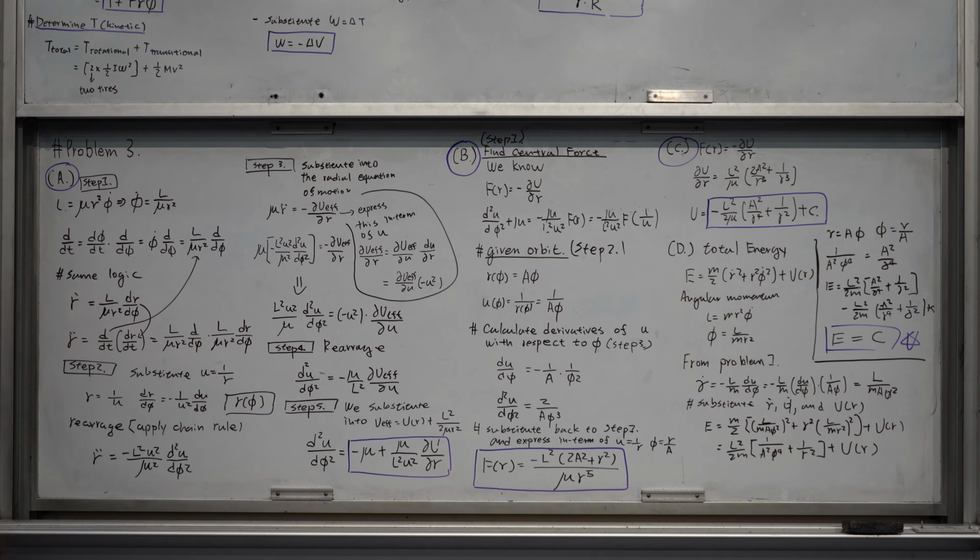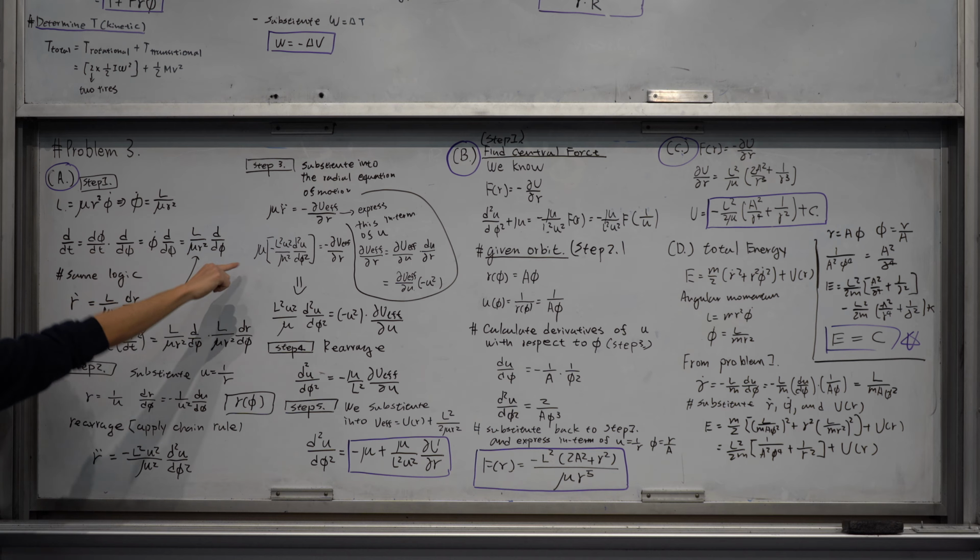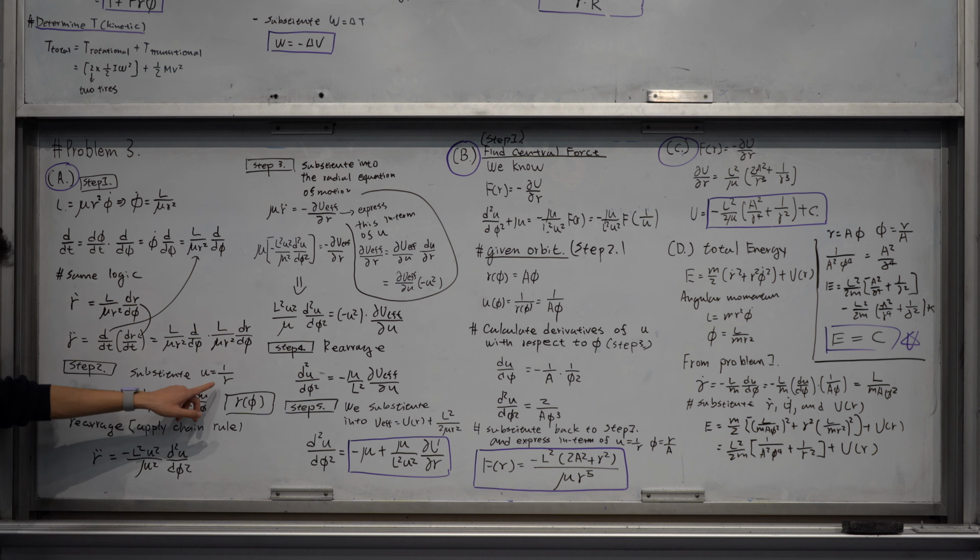So for problem 3, first of all, we want to find the angular momentum. And so we do a little trick, and we can rewrite d over dt as this here. Same logic, we find r prime, r second prime, and we substitute u equal to 1 over r, and we can find r and r prime in the same logic in here.